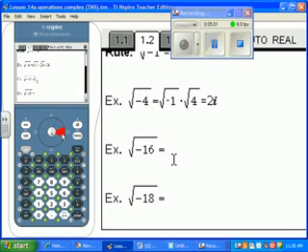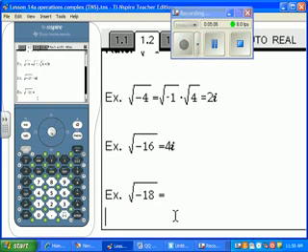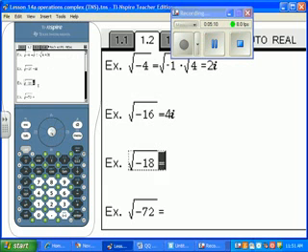So let's go over this. Jana, square root of negative 16, what'd you get? 4i, perfect. Olivia, square root of negative 18. There's 2 square roots 9.